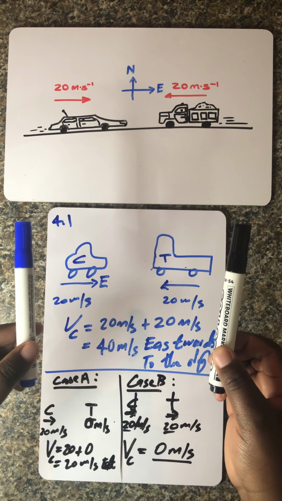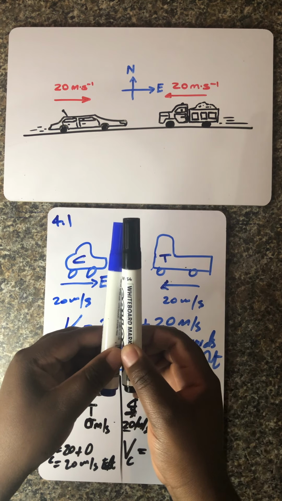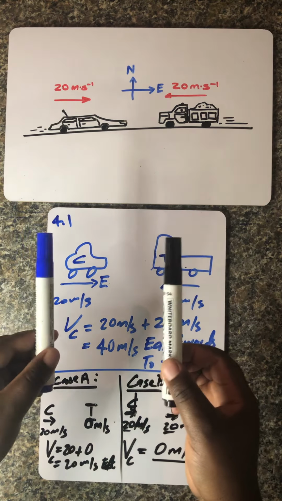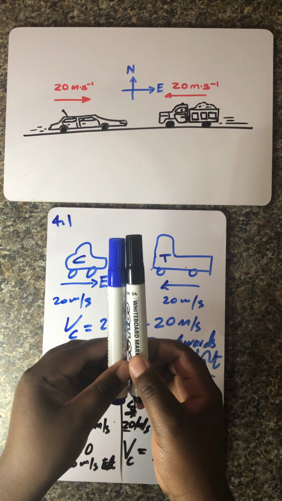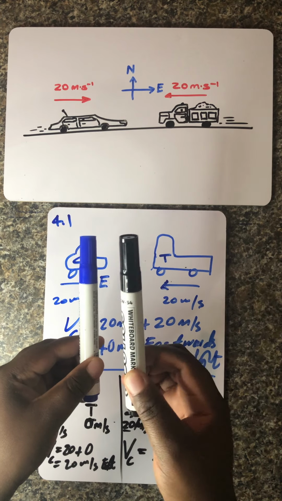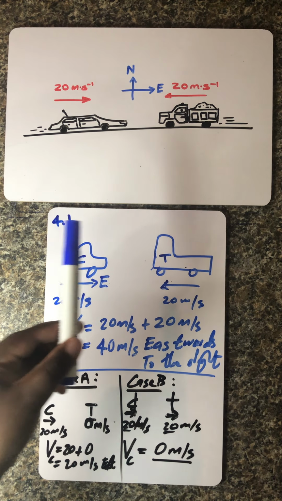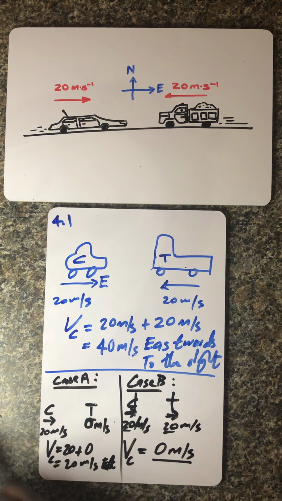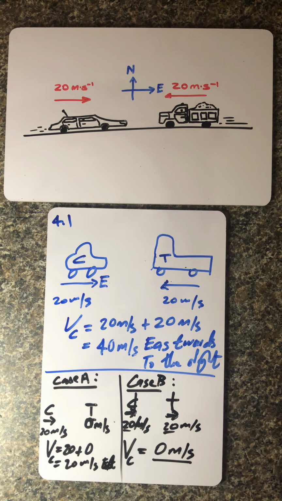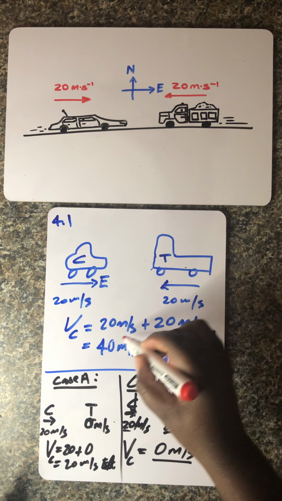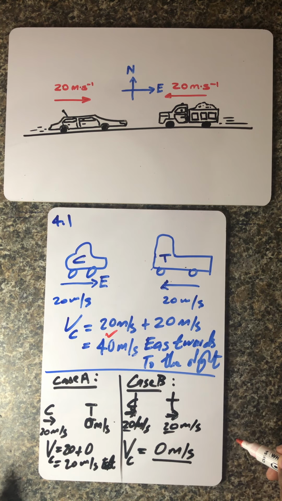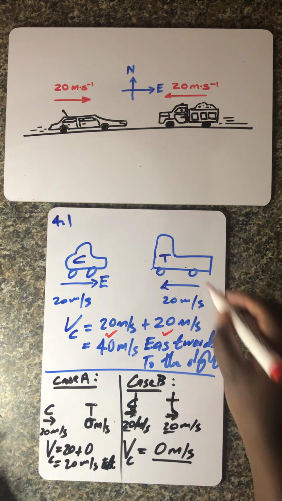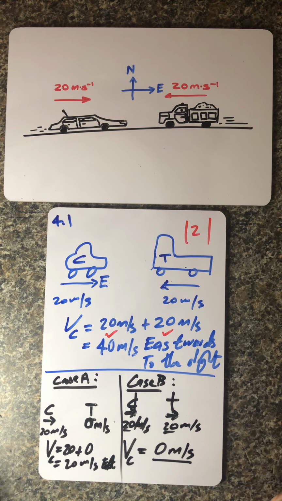What if they are both moving at the same speed? Can you see, ladies and gentlemen? It's more like this is moving at 40 meters per second relative to the truck. It's different from when this object is moving alone and not being compared to anything else. Very, very important, ladies and gentlemen. They allocate a mark for that 40 meters per second, and they give you a mark when you say to the right or eastwards. So this is how you score 2 marks for this question.